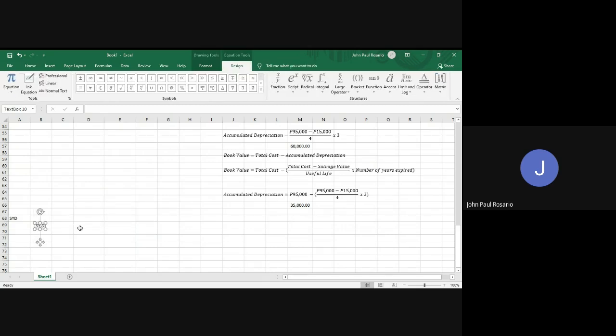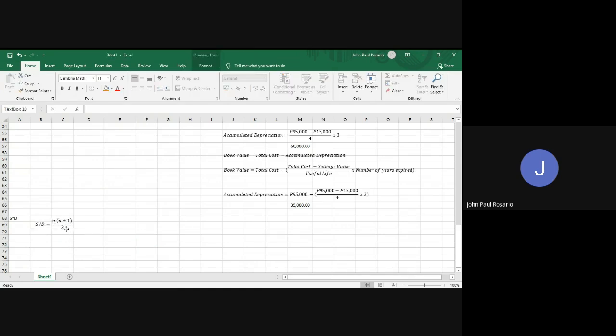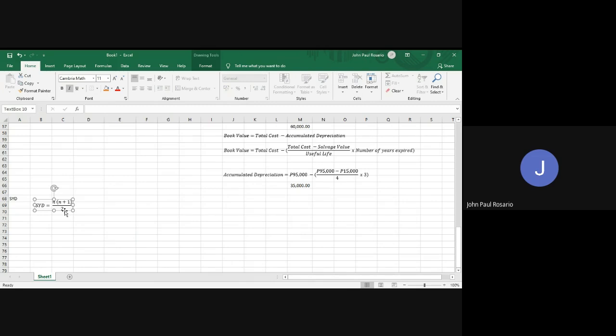So for example, SYD you'll get through this formula: n, which is the number of years, you multiply that with n plus 1, and then you divide the whole thing by 2. Okay, so in our problem, the sum of the years would be 4 times 4 plus 1 over 2. That's actually 4 times 5, that's 20, over 2. Your SYD is equal to 10.